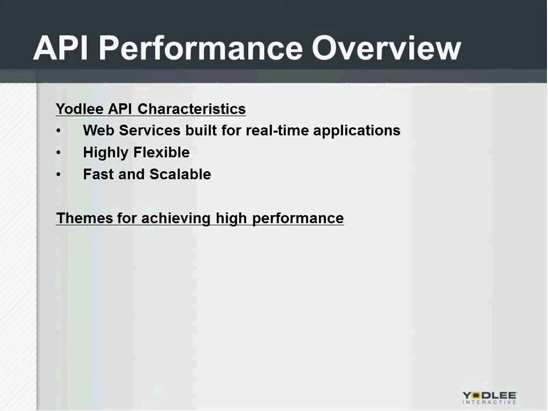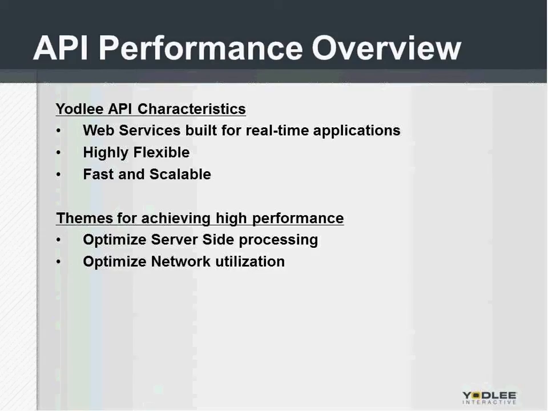So some of the themes for achieving high performance with the Yodlee API. It all starts off with optimizing the server-side processing. This is the black box of Yodlee, which you really have no control over how fast our systems are. But what you do have control over is how you use our API and what data you're returning. So we're going to go over how you can optimize how fast we return data back to you.